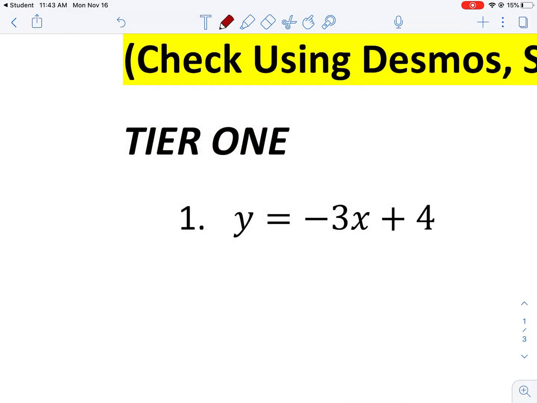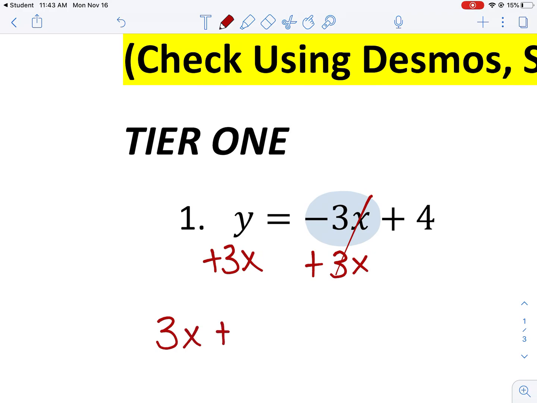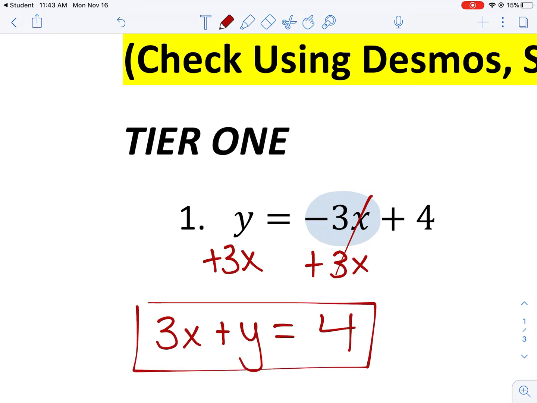So if we wanted to move this into standard, we need to move the negative 3x to the other side. So we are just going to add 3x. So we're just moving stuff around, and we've done that before. So we have positive 3x, positive y equals 4.